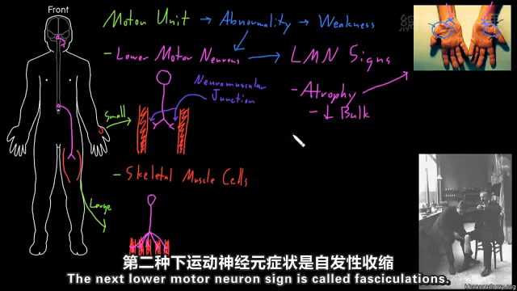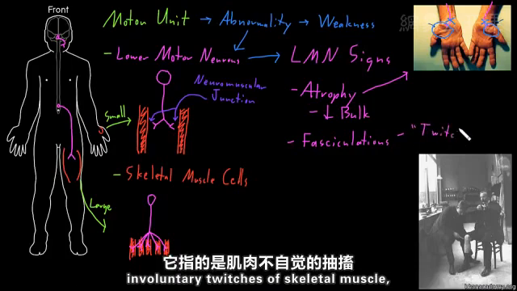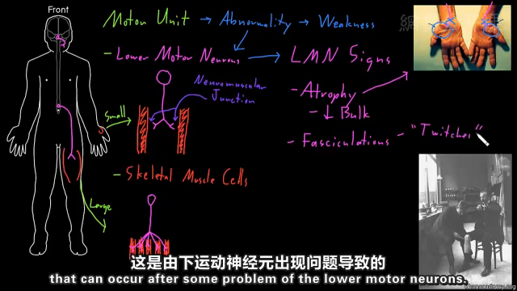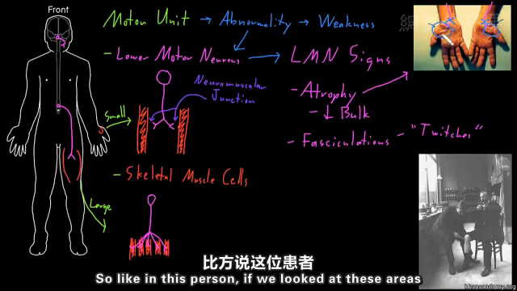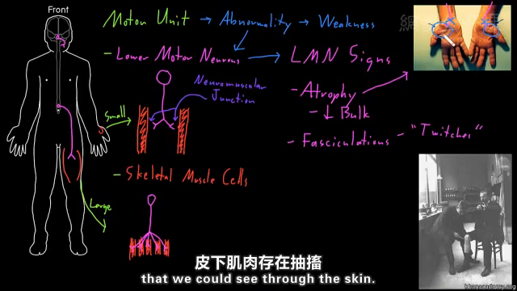The next lower motor neuron sign is called fasciculations. Fasciculations. And I can't actually draw these because what these are, twitches, involuntary twitches of skeletal muscle that can occur after some problem of the lower motor neurons. So like in this person, if we looked at these areas with atrophy of skeletal muscle, we would see little twitches of the muscle that we could see through the skin.